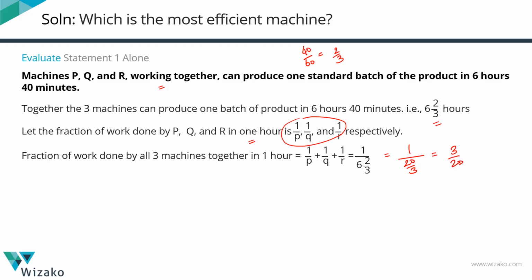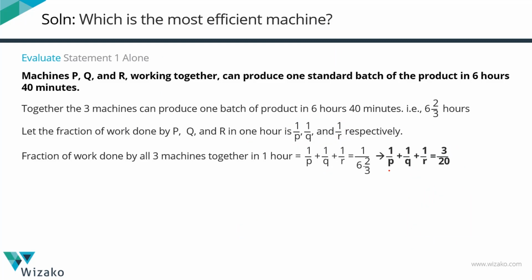Now look at it. What did we say we needed to find out? We needed to find out which among these three values, 1/P, 1/Q, 1/R, whichever is the largest, that mission is going to be the most efficient. Will we be able to determine that with this information? We have the sum of three numbers equals something. We do not have any information about each of these numbers independently. So using statement 1, we will not be able to determine which among the three missions is the most efficient. Let's summarize this discussion and move on to evaluating statement 2 alone.